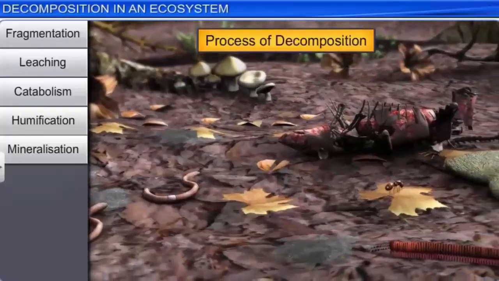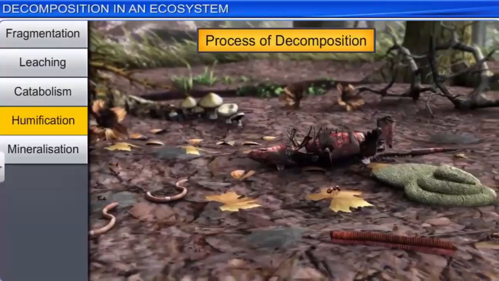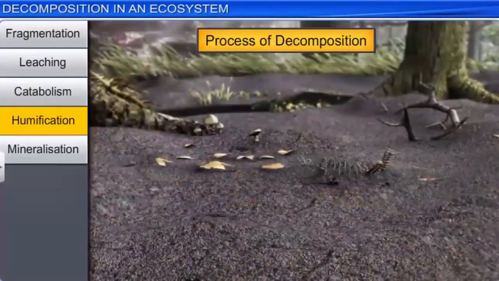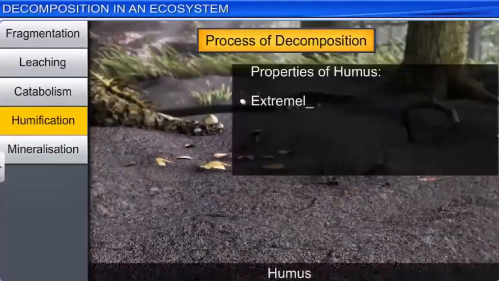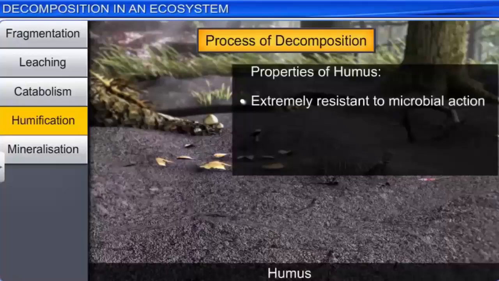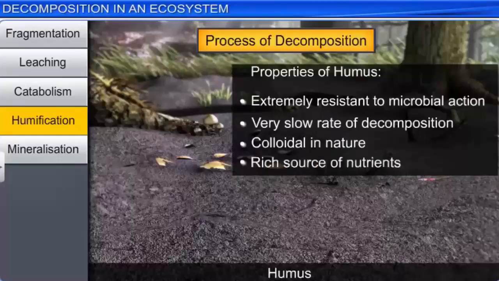The next step of decomposition is humification, where the detritus gets converted into a dark amorphous substance called humus. Humus is extremely resistant to microbial action and thus has a very slow rate of decomposition. Moreover, it is also very colloidal in nature and therefore serves as a source of nutrients.